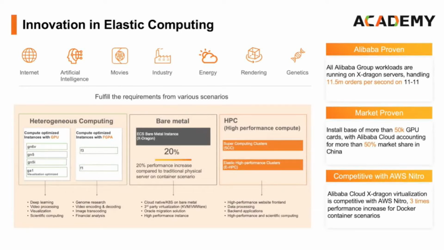The GPU based instances which we can create in Alibaba Cloud are used for deep learning, video processing, visualization, or scientific computing. And FPGA based systems are used for genome research, video encoding and decoding, image transcoding, and financial analysis. Video encoding and decoding is actually used for creating the game servers also.